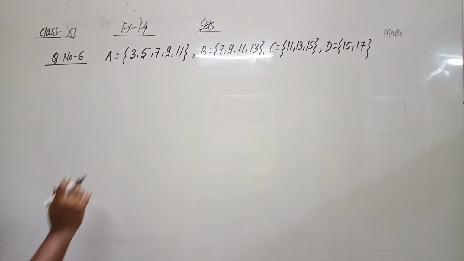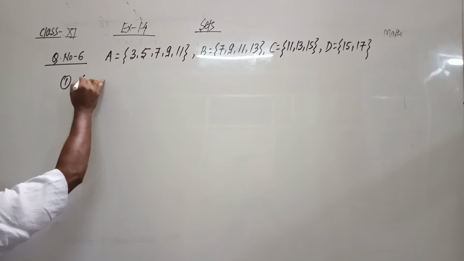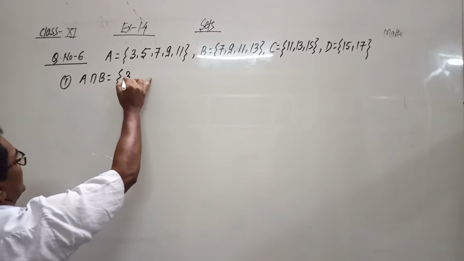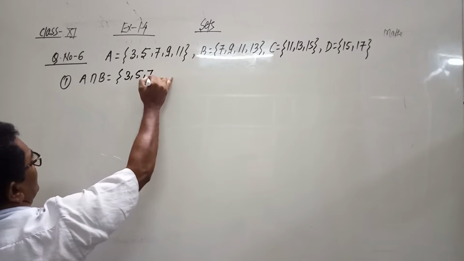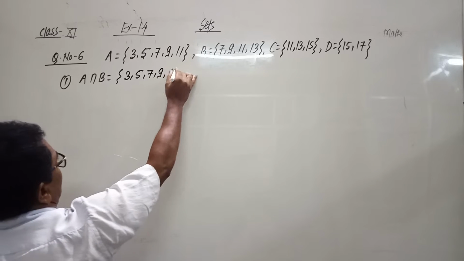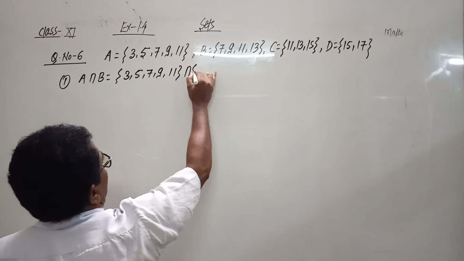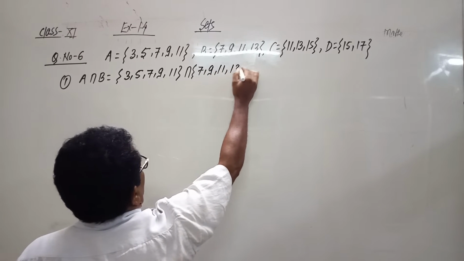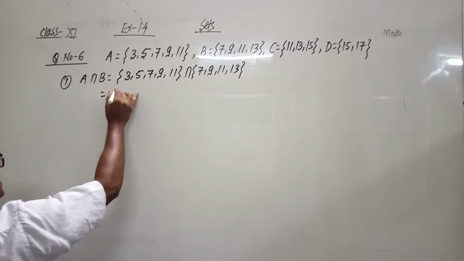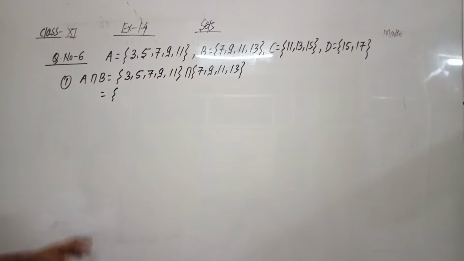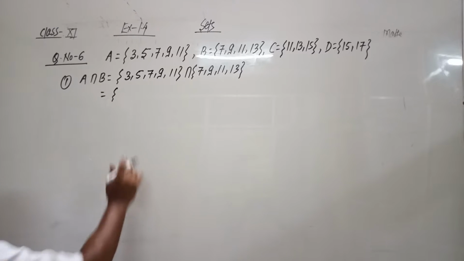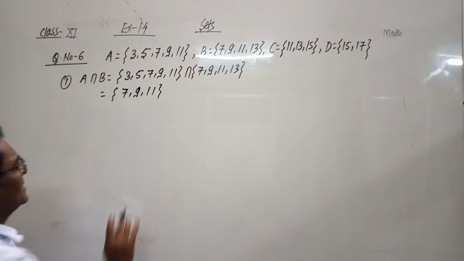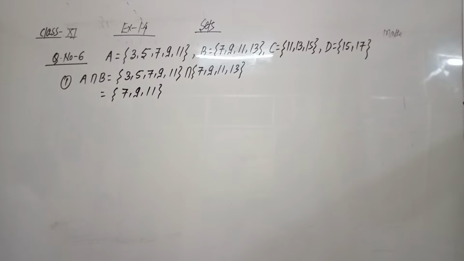Find A intersection B. Write the elements of A and B: 3, 5, 7, 9, 11, intersection 7, 9, 11 and 13. Write the common terms of both the sets. So 7, 9, 11 is the common term. So the result is A intersection B is 7, 9, 11.